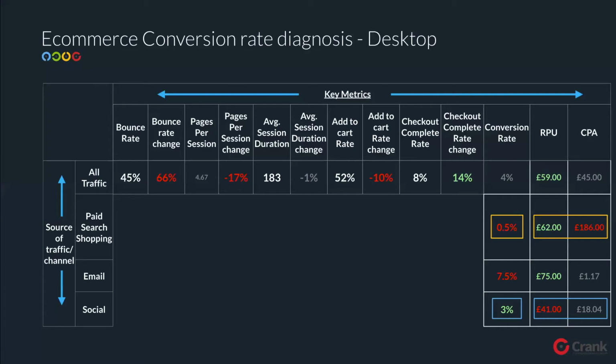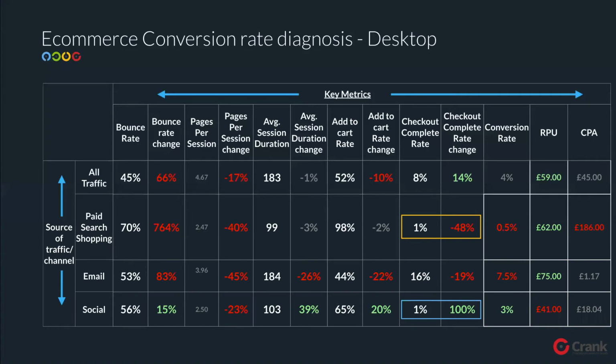When we drill down into conversion rate, it doesn't actually tell you why it's happening. It tells you what's happened, but why it's happening is the most important thing to look at. So by bringing in the other information, looking at paid search shopping, we can see the checkout completion rate has dropped 50%. That's a massive issue. On the flip side, social has increased by 100%. So it's gone from, let's just say, 0.5% to 1%. So the checkout part of the journey isn't great, but there are other things to look at.